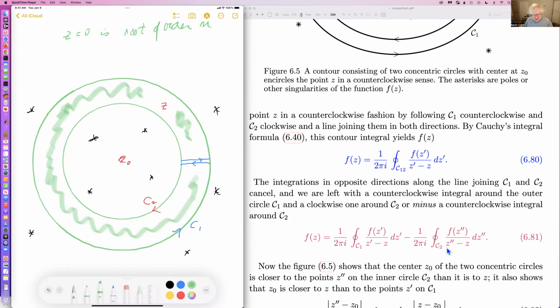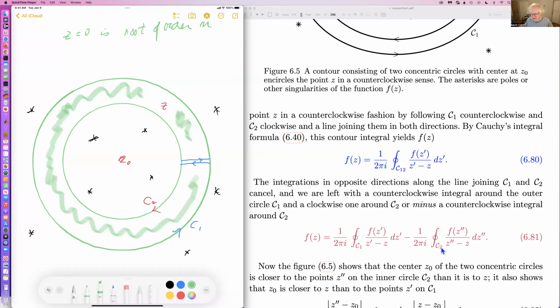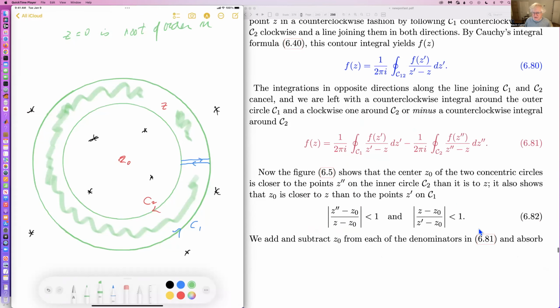if I subtract, all right, I'm using things in a sort of complicated way. In other words, if we subtract the counterclockwise integral around C2, so C2 is meant to be counterclockwise, and if we subtract it, then it's this clockwise one here. Anyway, this is what we get for f of z.